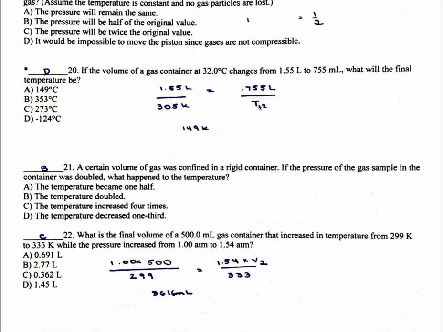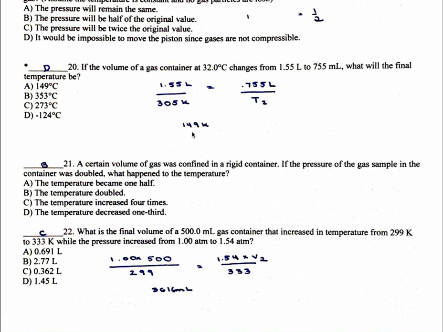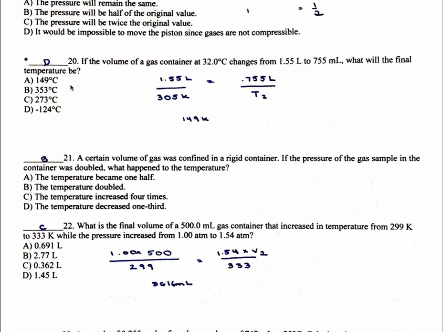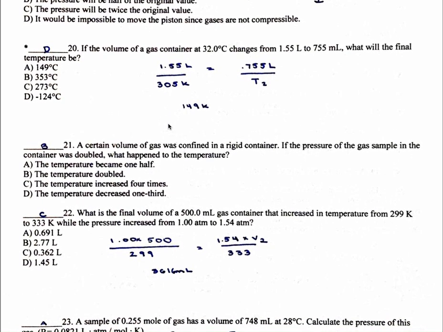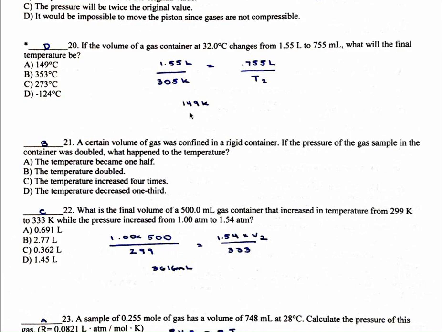Guys, what you need to do, cross multiply. So 1.55 times T2 equals this times that. Then you're going to divide both sides by the 1.55, and you get your answer. Now, it's 149 Kelvin. Do not let me trick you and put A. It's asking for it in Celsius. These are all the options in Celsius. So you've got to go and subtract 273.